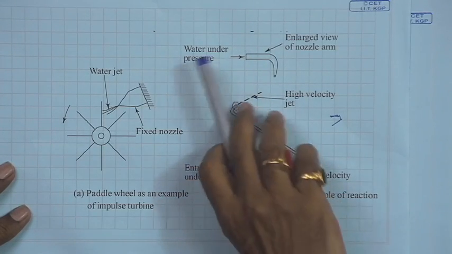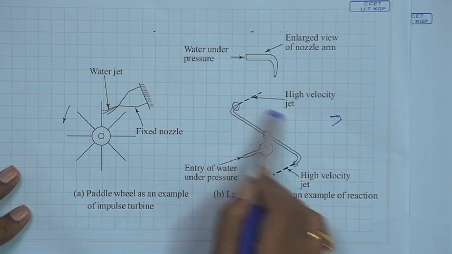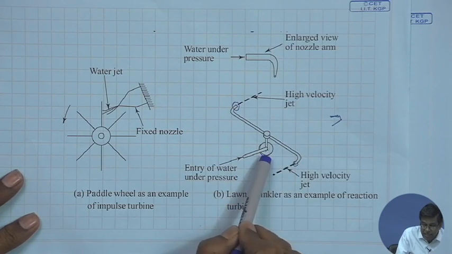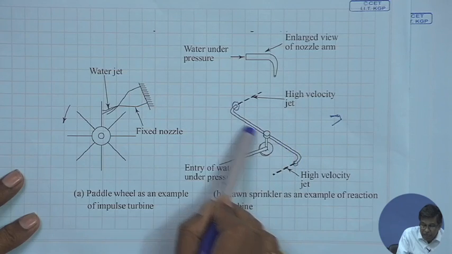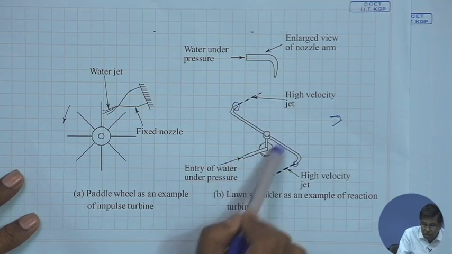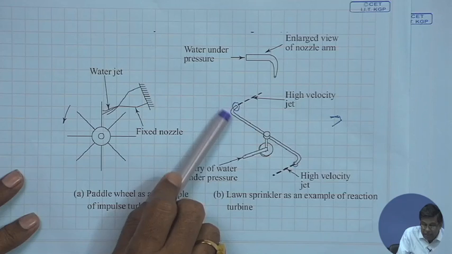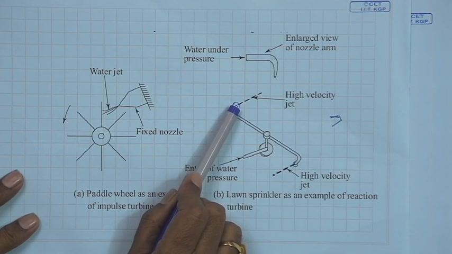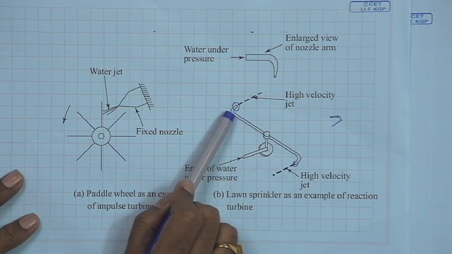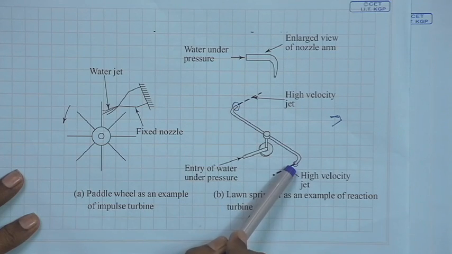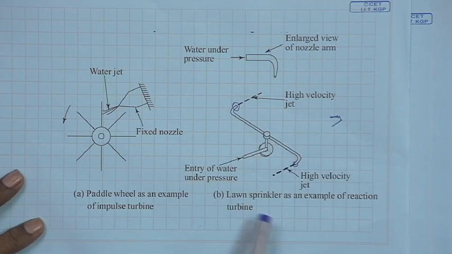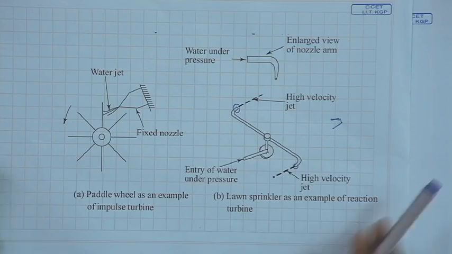And because of the change in angular momentum, if you make it free, the lawn sprinkler will rotate and you will get mechanical power. So, in this case, the entire sprinkler acts as a rotor, because this is rotating and developing power, and the nozzle being part and parcel of the rotor changes the fluid pressure. Therefore, both the change in the static head and dynamic head take place while the fluid moves through this rotor. So, this is an example of a reaction turbine, the lawn sprinkler as an example of a reaction turbine.